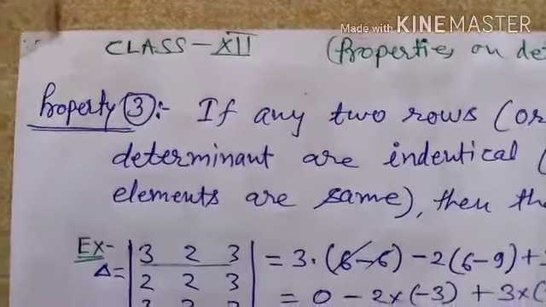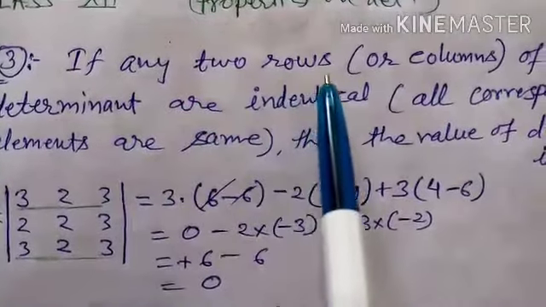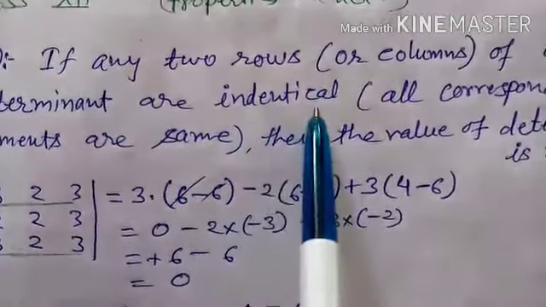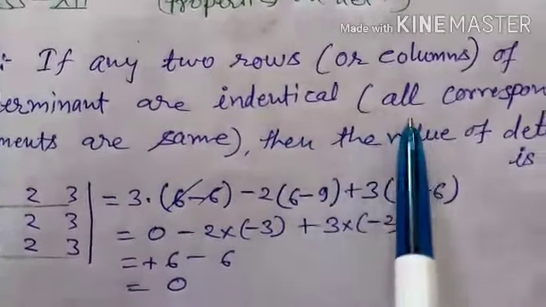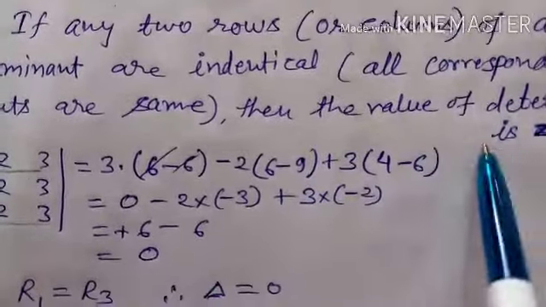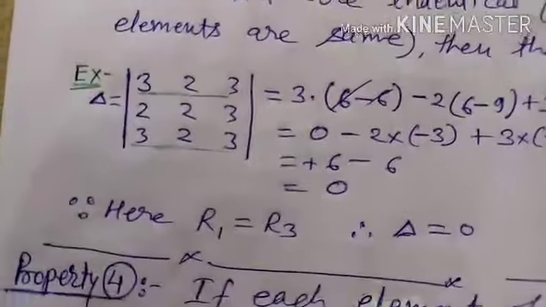Now, next, property number 3. If any two rows or columns of a determinant are identical, meaning all corresponding elements are the same, then the value of the determinant is 0. So let's see one example here.